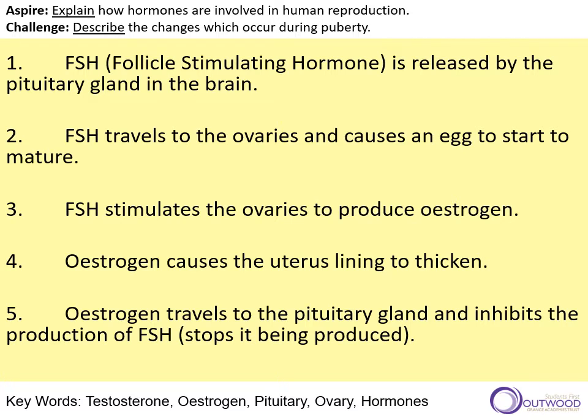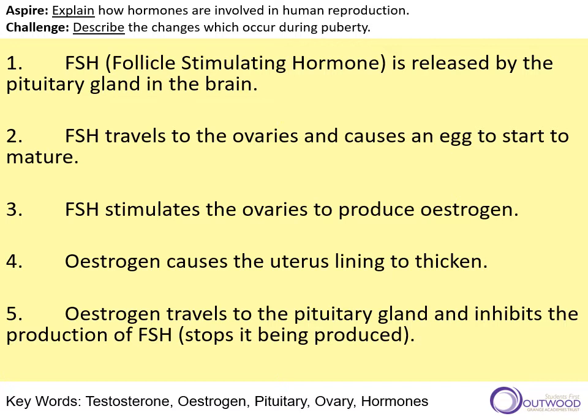I'm going to read all of these, but I will give you time in the video to get these down. Number 2, what happens is that FSH travels to the ovaries and causes an egg to start to mature. That's the job of FSH. So FSH travels to the ovaries and causes an egg to start to mature.